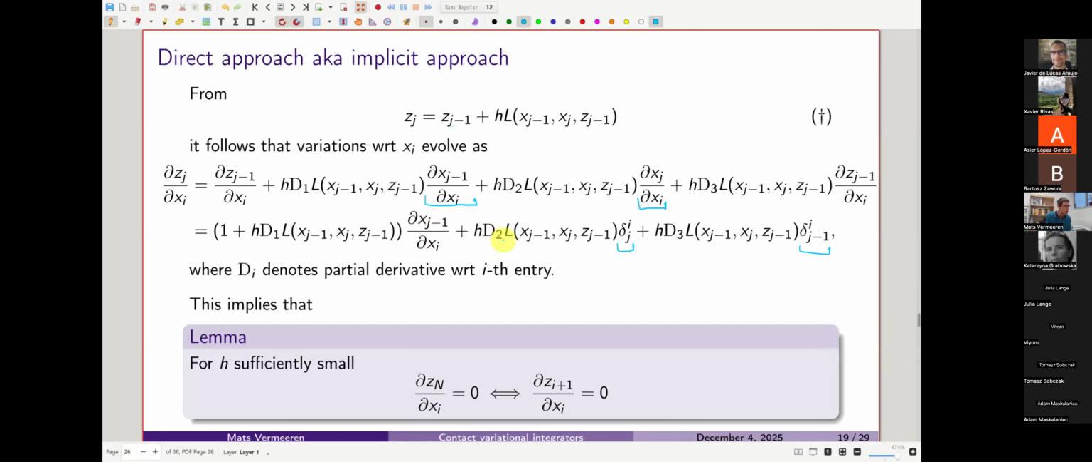I've missed some indices or misprinted some indices here. So this one should be the D1 and this one should be the D3. And then this should be the Z.